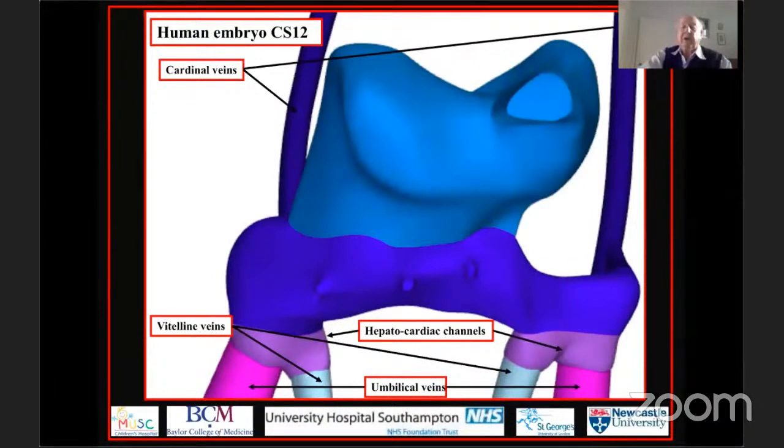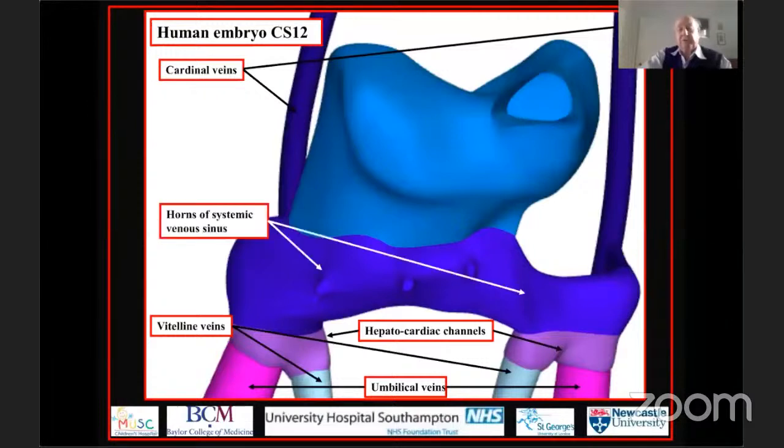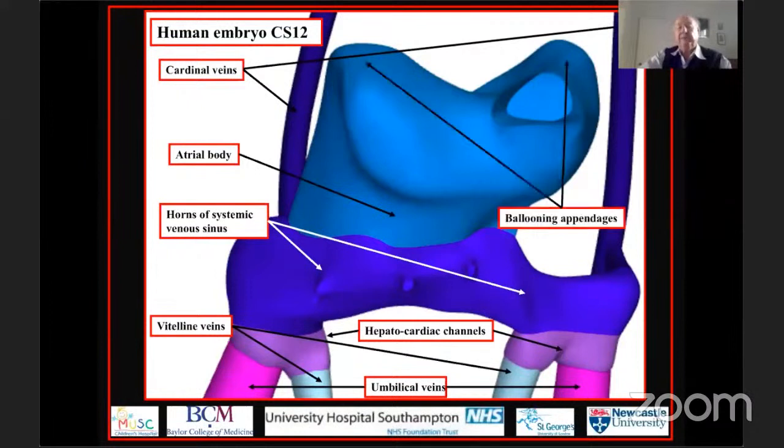But now they're also receiving the veins that are developing within the embryo itself, and those are what we call the cardinal veins. So these bilaterally symmetrical venous channels come together and they form what we call the horns of what will become the systemic venous sinus, the sinus venosus, if you will. And the horns of the sinus venosus on each side are committed to the developing atrial component, and that primary component of the heart tube that we call the atrial component will eventually become the atrial body.